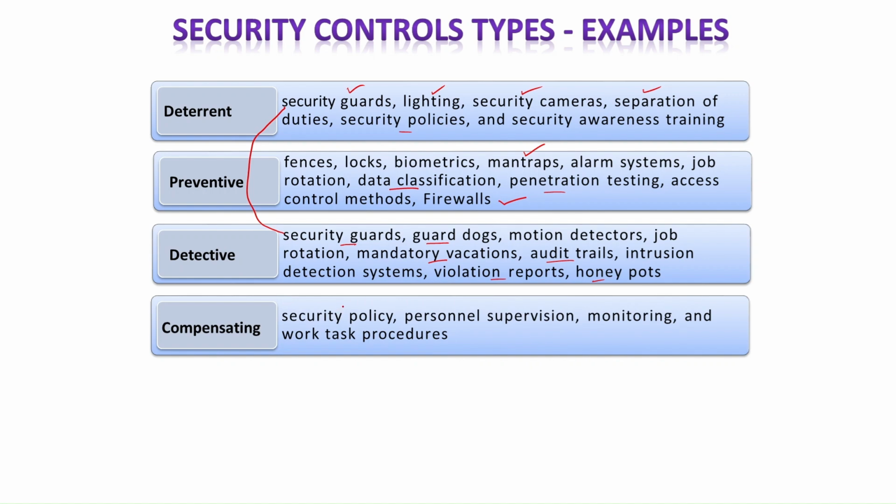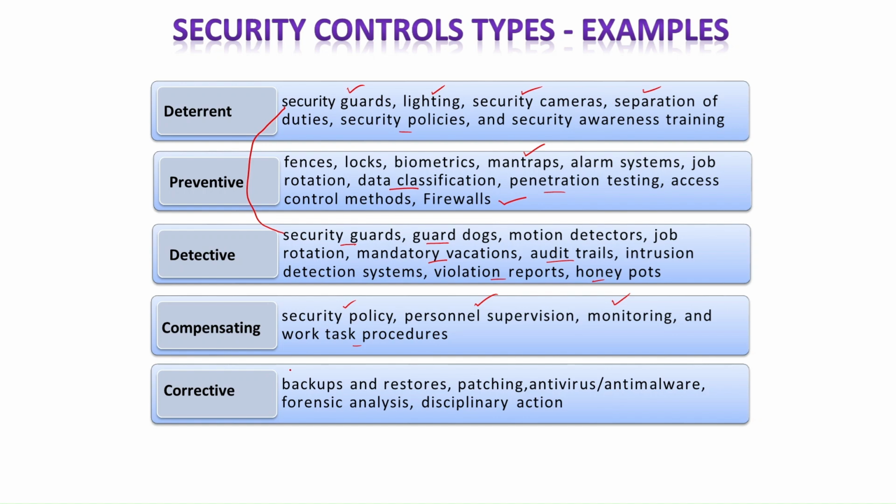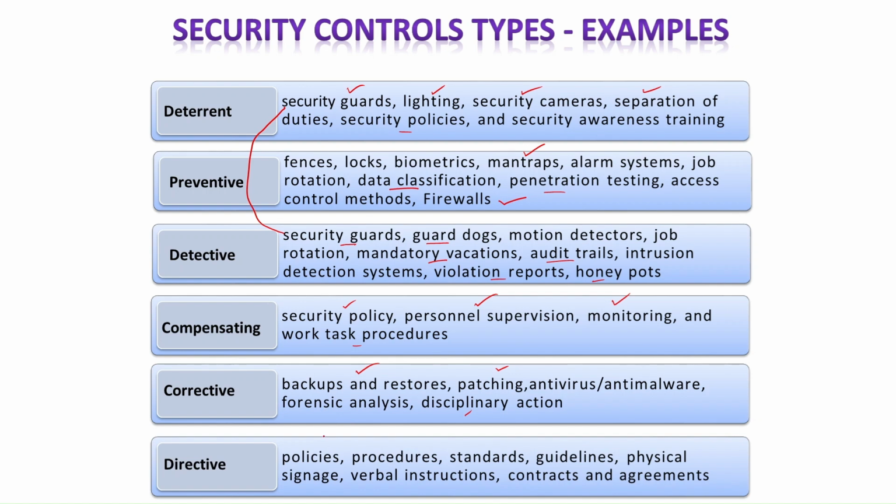Compensating controls include security policies, personal supervision, monitoring, and work task procedures. And corrective controls include backups and restores, patching, antivirus, anti-malware, forensic analysis, and disciplinary action. While detective controls include policies, procedures, standards, guidelines, physical signage, verbal instructions, and contracts and agreements.